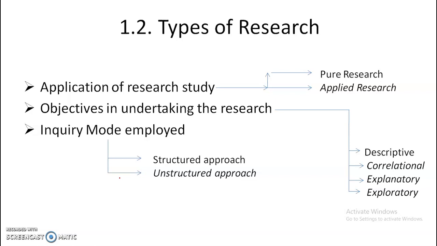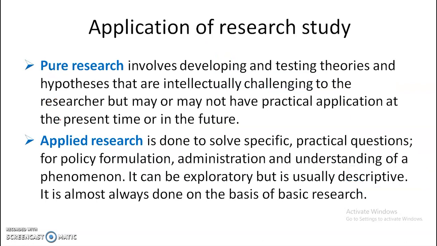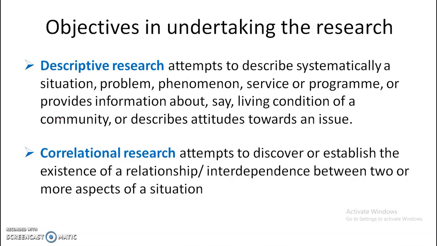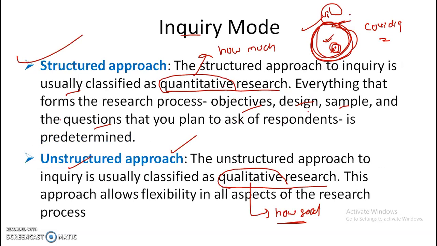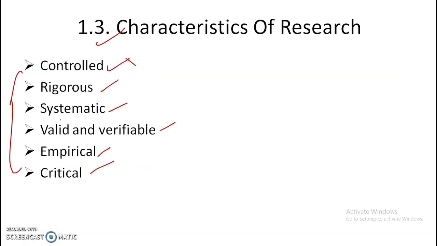Types of research: we have a total of 2, 4 and 2, that means 8 different types of research, based upon applications, objectives and inquiry mode. Pure research, nothing but hypothesis. Applied is nothing but one practical experiment we have to do. The descriptive and correlational research, explanatory and exploratory. Based upon inquiry mode, structured and unstructured.